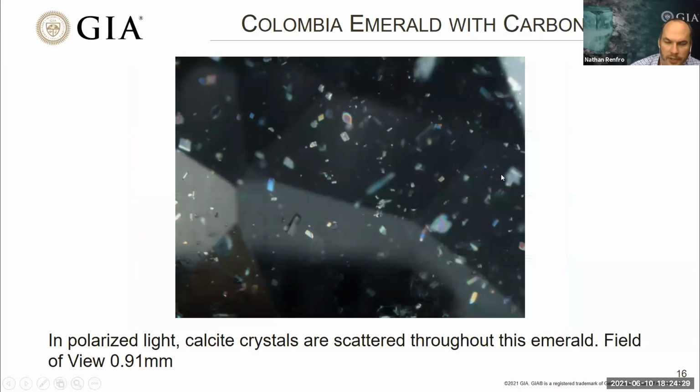You also quite regularly have calcite or carbonate crystals in Colombian emeralds. In polarized light, these stand out with high relief due to the interference colors that you see. This is observed in the microscope using cross-polarized light. You have a lot of calcite and carbonates present in the growth environment, so it certainly makes sense that you would have carbonate inclusions present in the emerald as well.